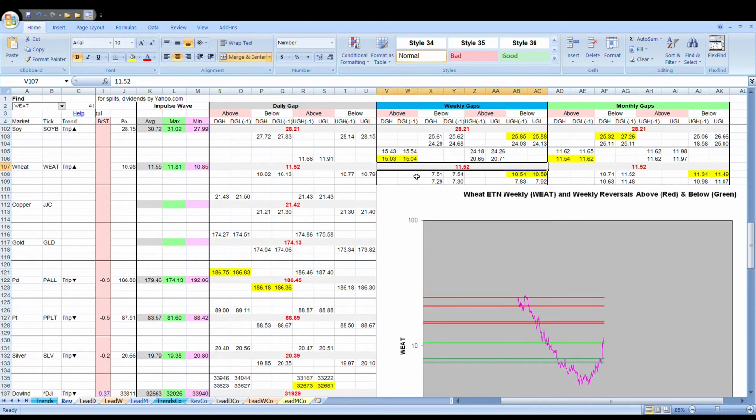So wheat's currently at 11.52, and you can see where it attempted to jump the creek right here, and that number is 10.5, and 10.59. These are inside the matrix. This represents the downside targets.